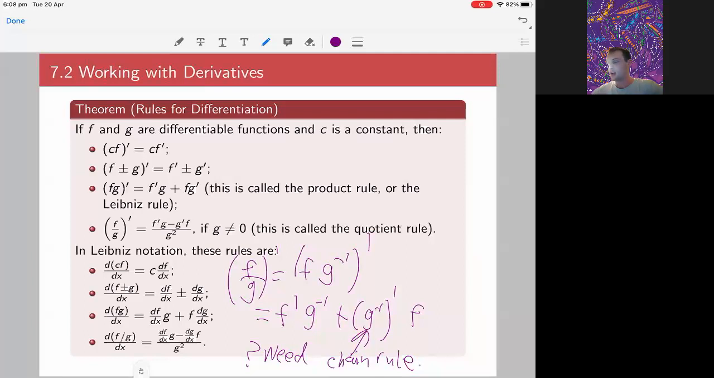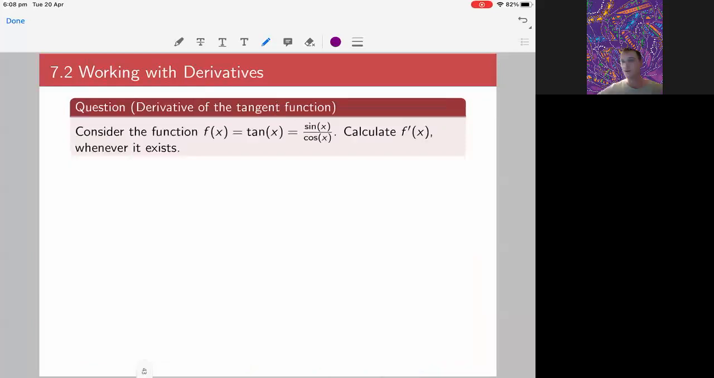Let's have a look at the use of these rules to calculate derivatives that we all like. One of these functions is the tangent function. You might recall that the tangent function with input x is defined to be the quotient of sine of x with cosine of x. What we're asked to do now is calculate the derivative of this function, tangent of x.